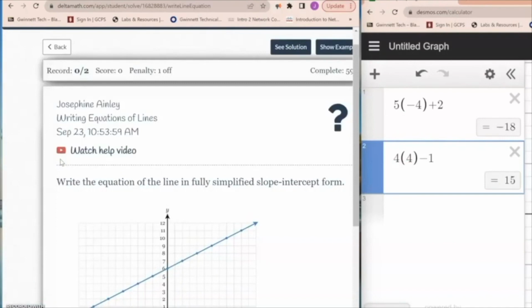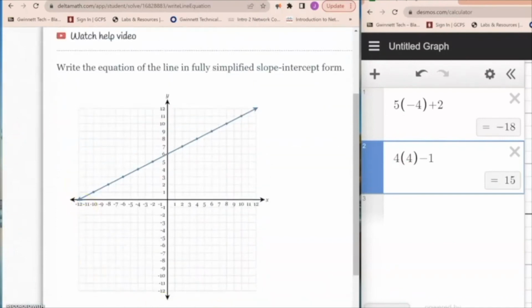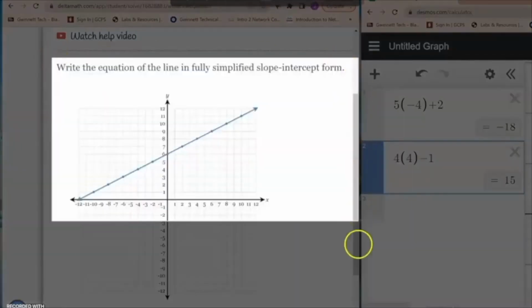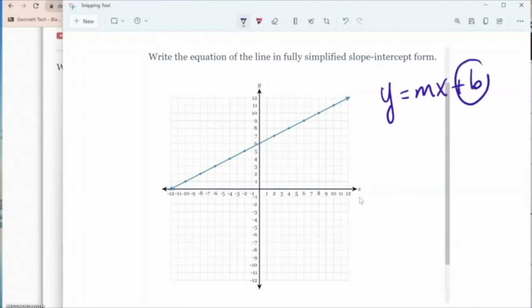Writing equations of lines. All you need to know for writing equations of lines is what a linear function looks like. And this is on your formula sheet in case you forget, but you do need to know what it means though. So to write an equation, it must look like y equals mx plus b. It has to look like this, where b is what? By now you're probably tired of hearing me say this. The y-intercept, and m is what? The slope.